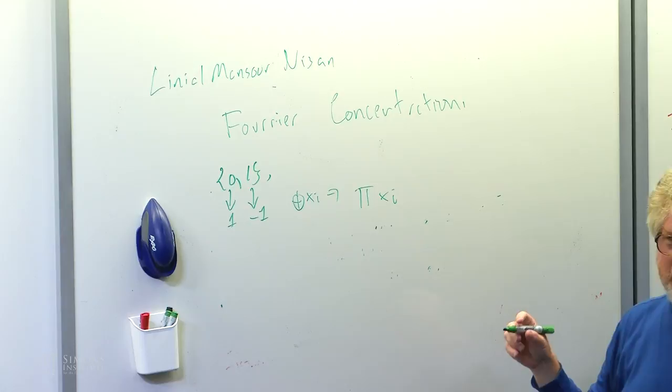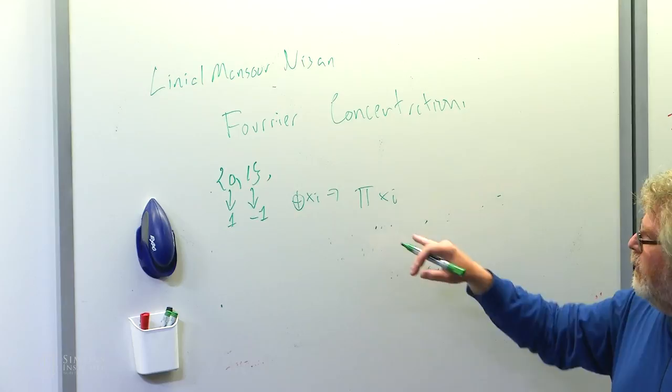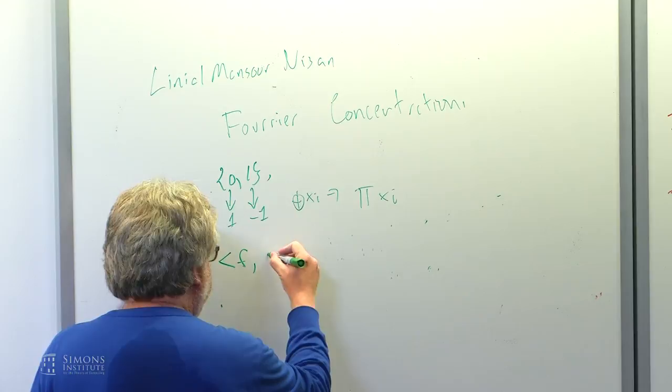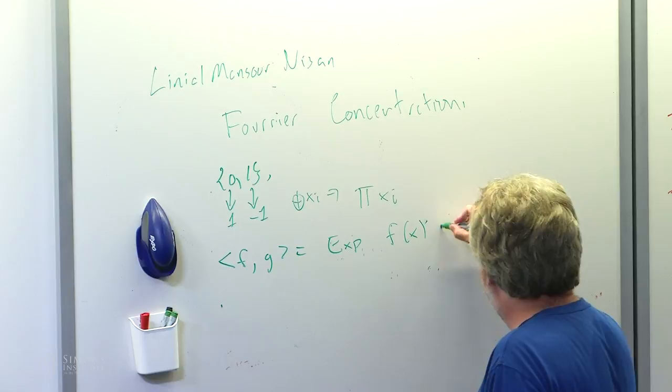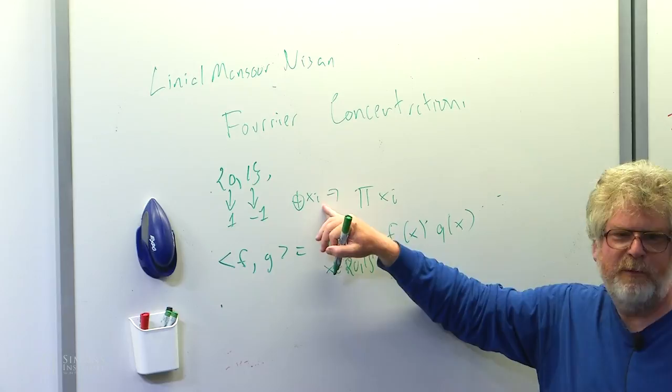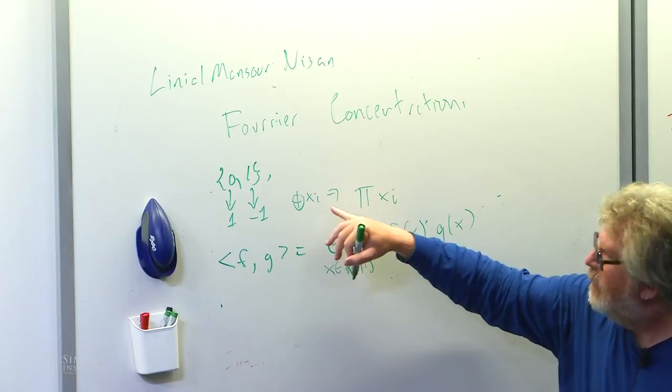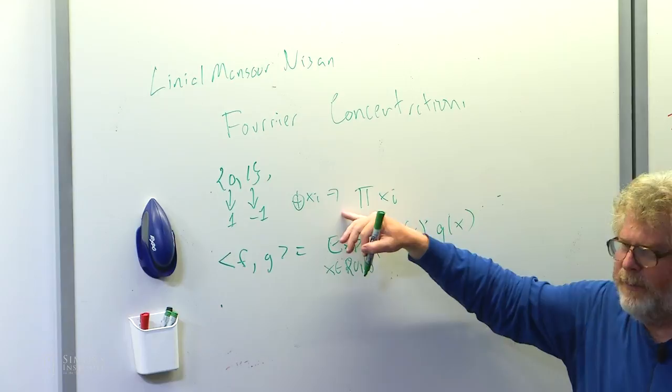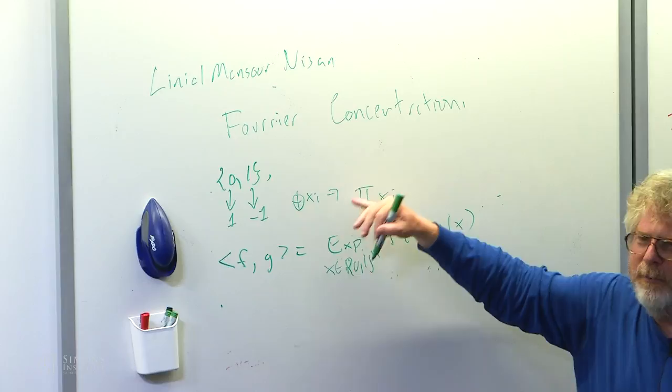And these products become an orthogonal basis in the following sense. If we define an inner product between two functions as the expectation of f of x times g of x for a random x, any two distinct parity functions have expectation zero, because the xi squares just become one. The parts they have in common disappear. The parts where they're different have degree one, and they're just as likely to be one and minus one, fixing the others, so they just cancel.